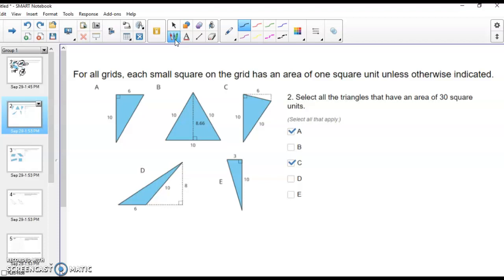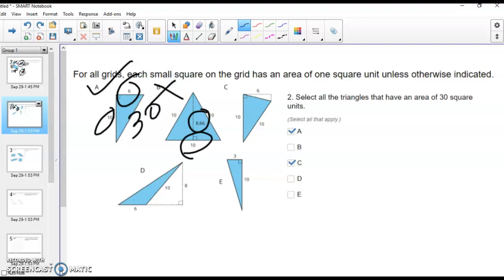Question 2, select all the triangles that have an area of 30 square units. Remember, to find the area of a triangle, you have to multiply your base by your height and divide it by 2. For A, we have a right triangle, and the dimensions are 10 by 6. So 10 times 6 is 60, divided by 2, and that is 30. So A does work. For B, we have a base of 10 and a height of 8.66. And if you know that 10 times 8.66 gives us 86.6, therefore half of that is not 30, so we can go ahead and mark that one off.